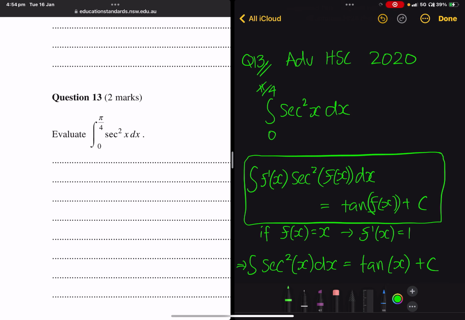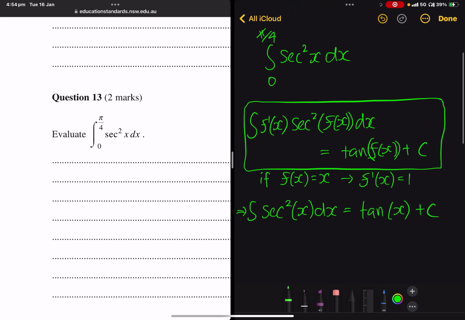So we're getting this directly from the HSC formula sheet. The formula sheet formula looks a little bit different, but really this is just the same thing where f of x is equal to x. This is the most simple way this general one could be evaluated. So given that we now know this, we can use this to evaluate this integral. So integral 0 to pi on 4 of secant squared of x dx ends up becoming equal to tan of x evaluated from 0 to pi on 4.